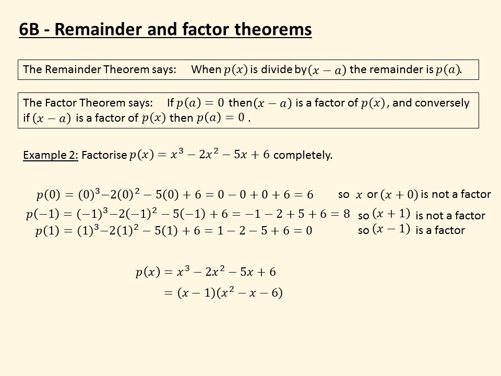Now that we've got a linear factor and a quadratic, we should be able to factorise this quadratic. We need to think of two numbers that multiply to minus 6 but add together to minus 1. So we get plus 2 and minus 3. So we've now factorised the cubic completely.